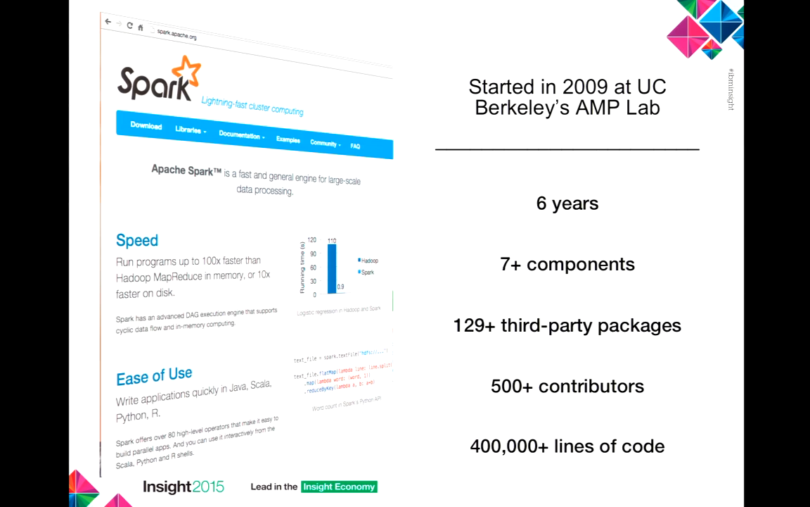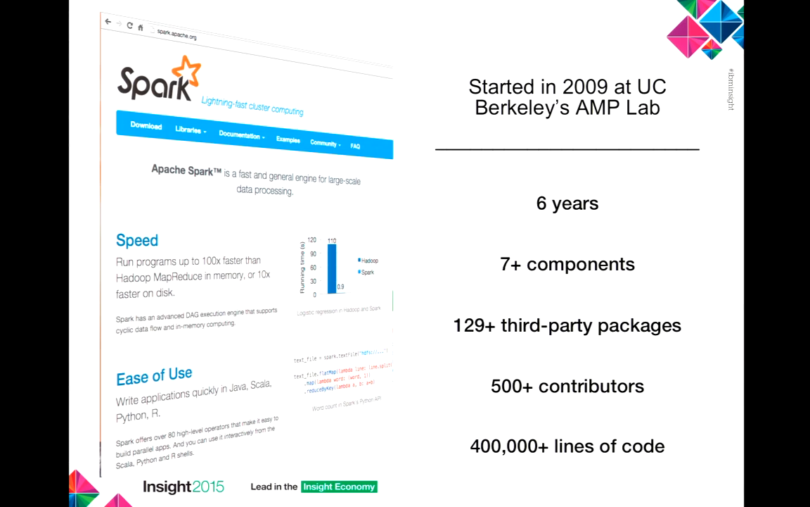Within the 6 years, we've now added collectively in the community 7 components and counting. We have a lot of components which are outside of the Spark code base itself. These are third-party packages. We've had about 500 plus contributors on the stack, and that's 500 million lines of code, right? So 400,000 lines of Scala code.